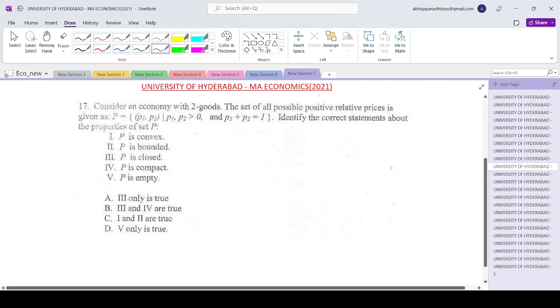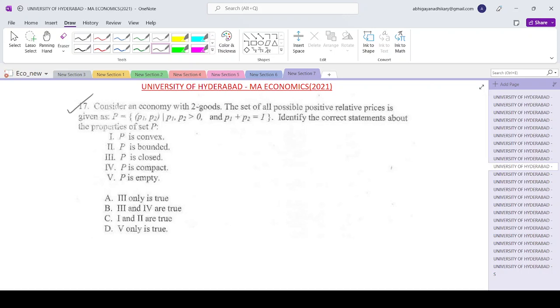Today we are looking at the University of Hyderabad Economics 2021 entrance paper, question number 17. The question says, consider an economy with two goods. The set of all possible positive relative prices is given by this set capital P, which is such that P1 plus P2 equals 1. Then identify the correct statement given the properties of set P. P should be convex, part 2 P should be bounded, P closed, P compact, and P empty.